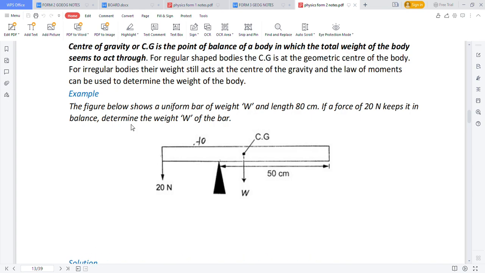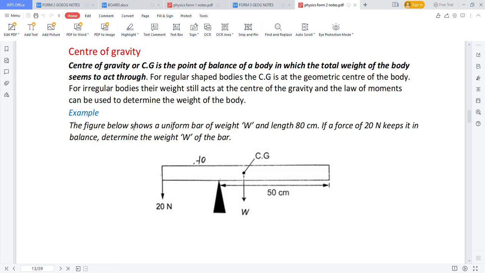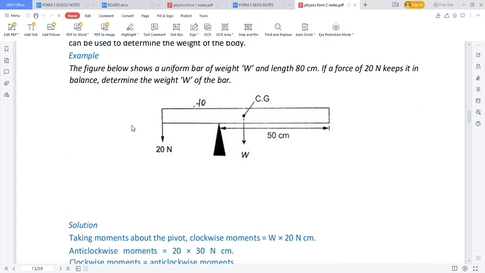So let's calculate. It is still applying the same law we talked about. The sum of the anti-clockwise moments is equal to the clockwise moments. Then COG is just the midpoint. For example, we have a calculation here. The figure below shows a uniform bar of weight W and the length is 80 centimeters. If a force of 20 Newton keeps it in balance, determine the weight W of the bar.